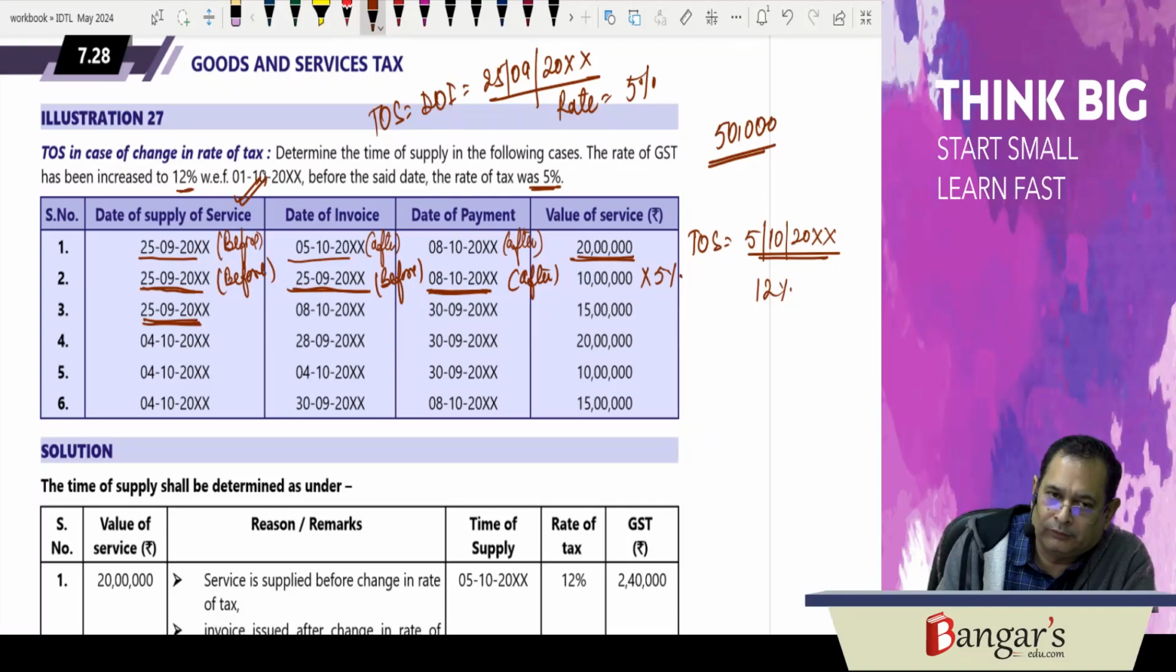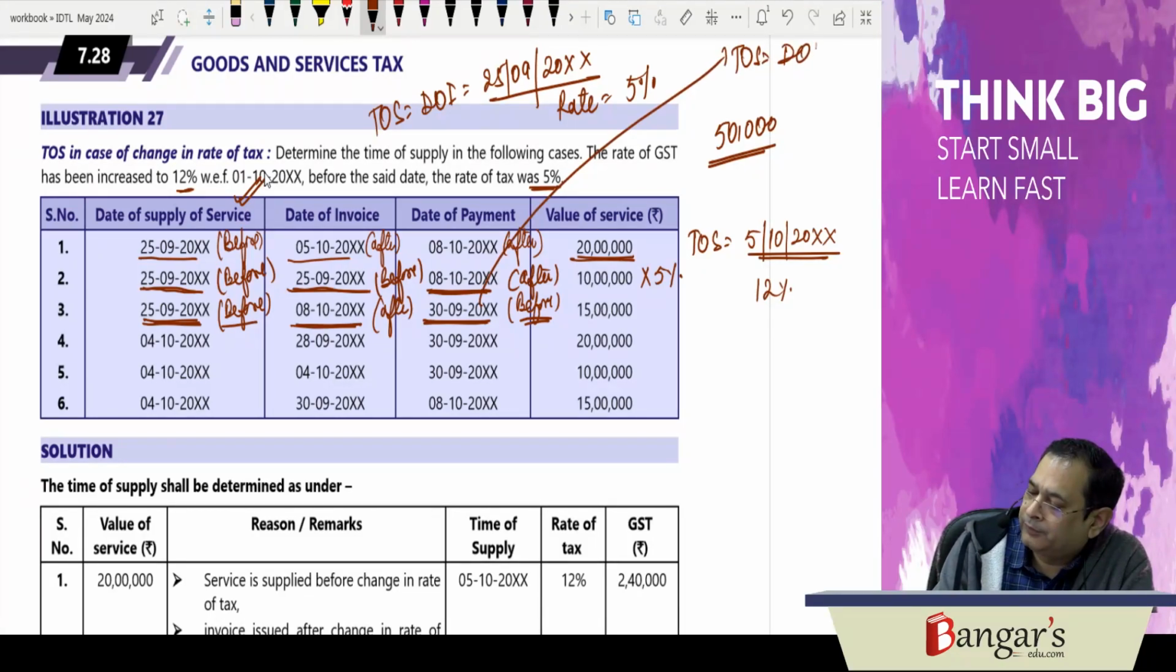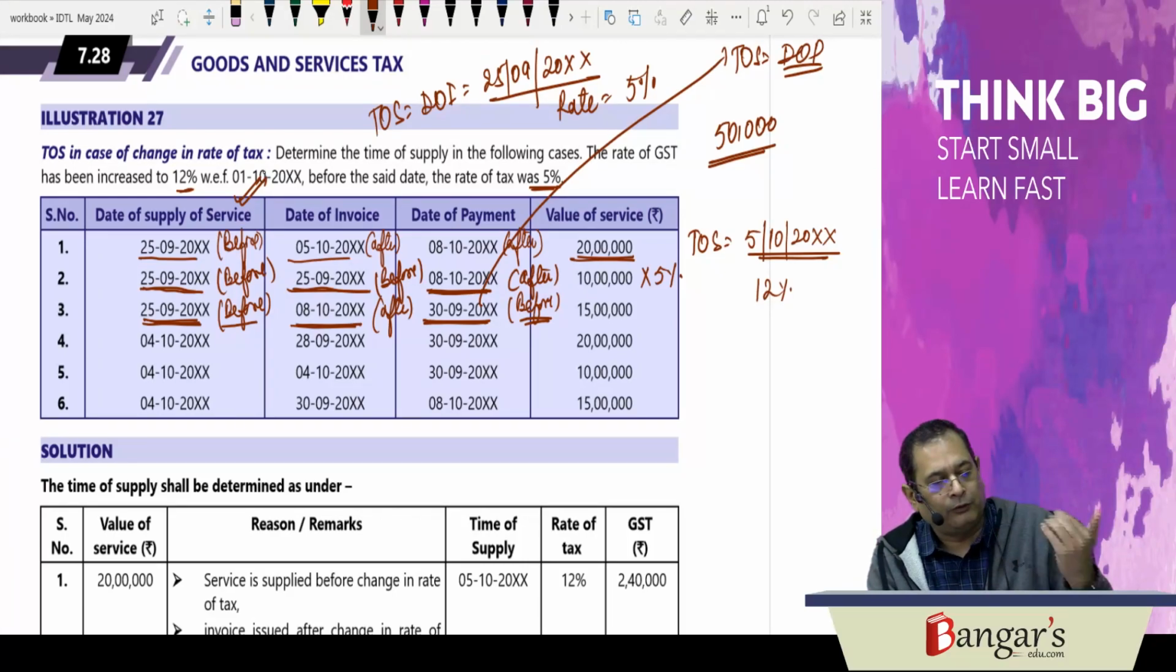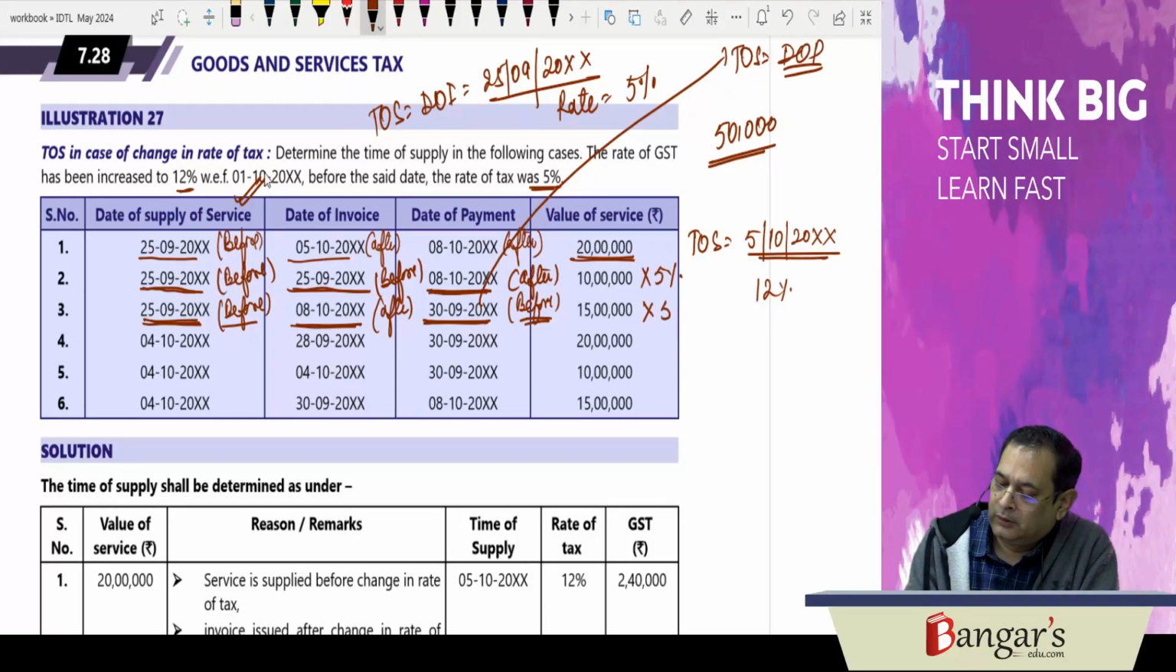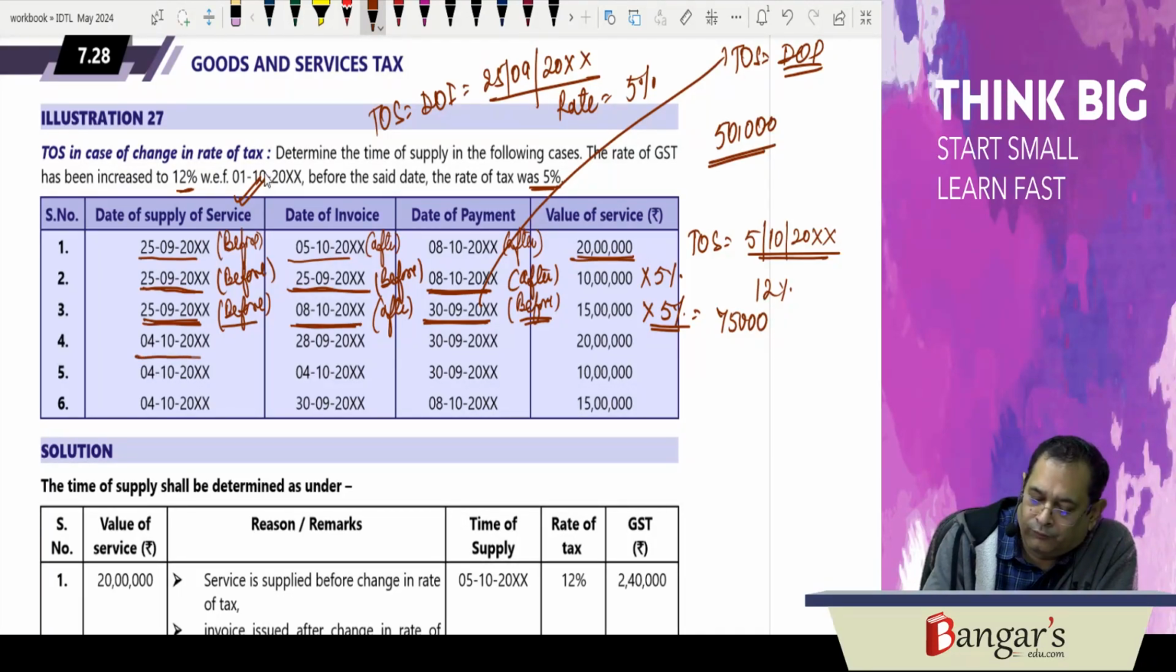Then date of supply of services on 25/9. Date of invoice is on 8/10. Date of payment is on 3/9. This is before, this is after, this is before. So majority rule goes with before. So time of supply will be what? Date of payment. Always time of supply is either date of invoice or date of payment. So it's date of payment. Here also old rate will apply, 5%, 75,000 rupees.